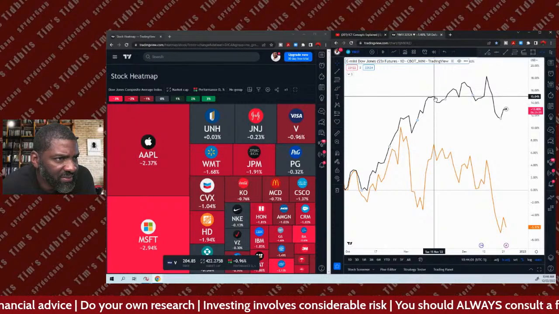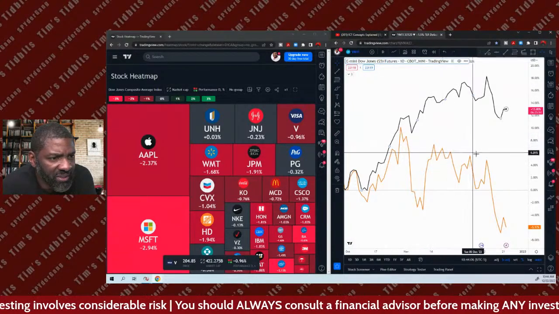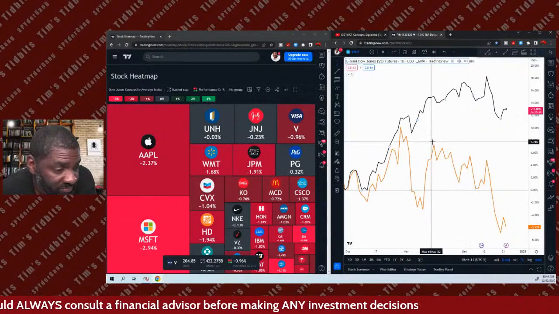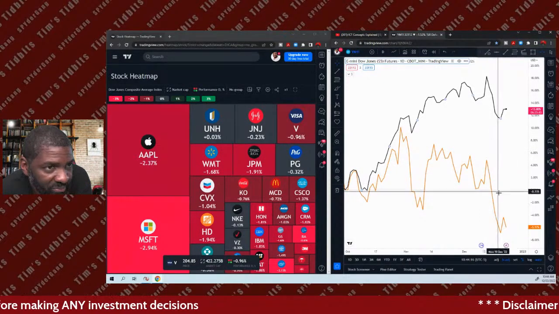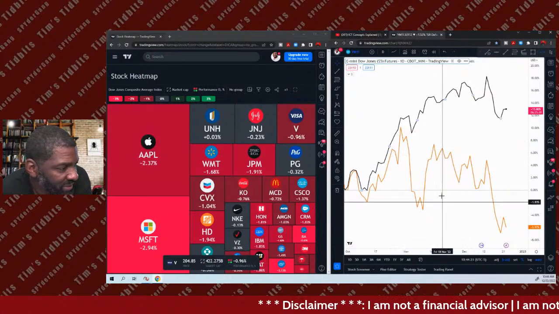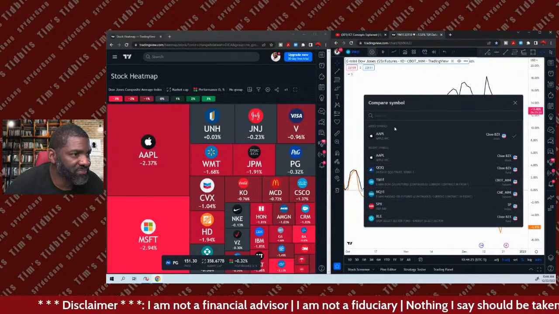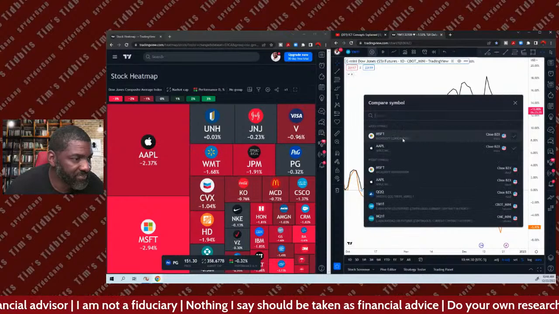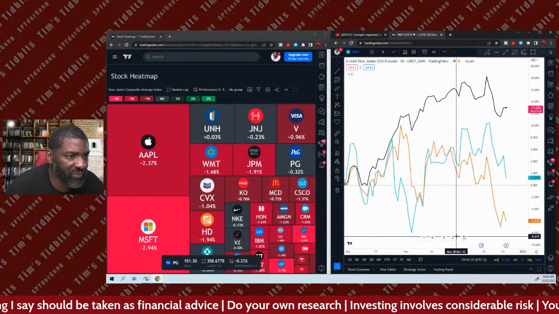And right here, the Dow kept making higher highs, and this right here, Apple, was making lower highs. We should have looked at this a long time ago. We could have seen the money coming out of Apple. I would have looked at this a long time ago. Let's change it to Microsoft. Get out of here, Apple.